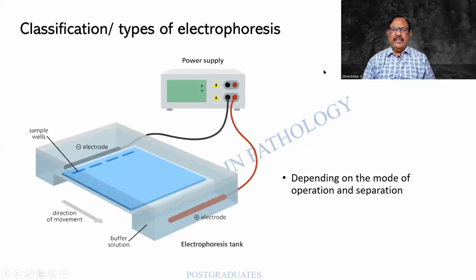So, classification of the types of electrophoresis. So this again, the negative and the positive, I would like you people to kindly describe it. A buffer solution is here and these are the wells and the entire thing is being covered. A power supply is required and there is a transport that is being made.